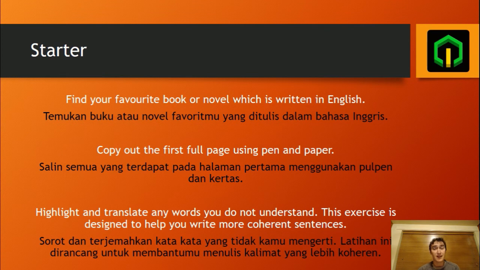So start as before. Find your favourite book or novel which is written in English. Copy out any full page using pen and paper. Highlight and translate any words that you do not understand. Now, if you do this daily, it will help you to greatly improve your level of written English.